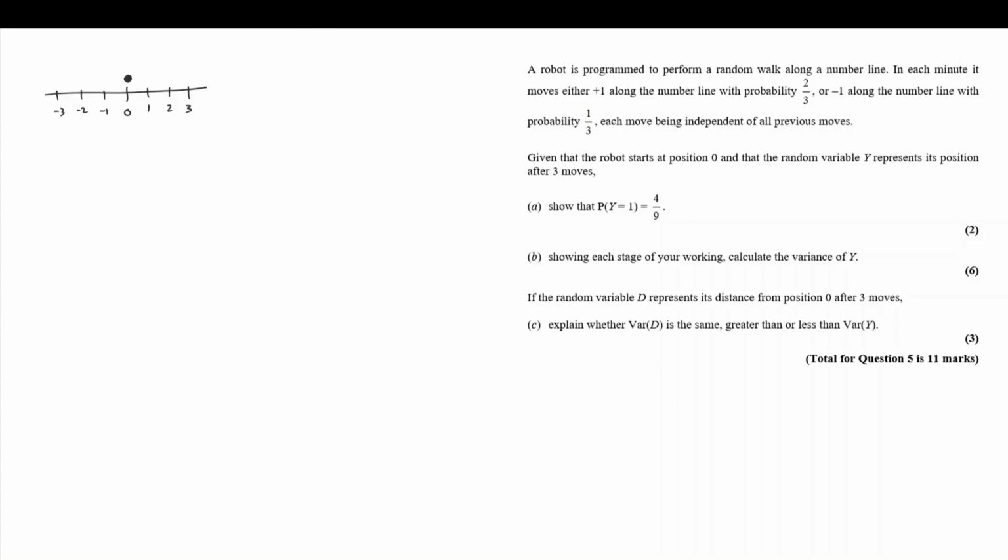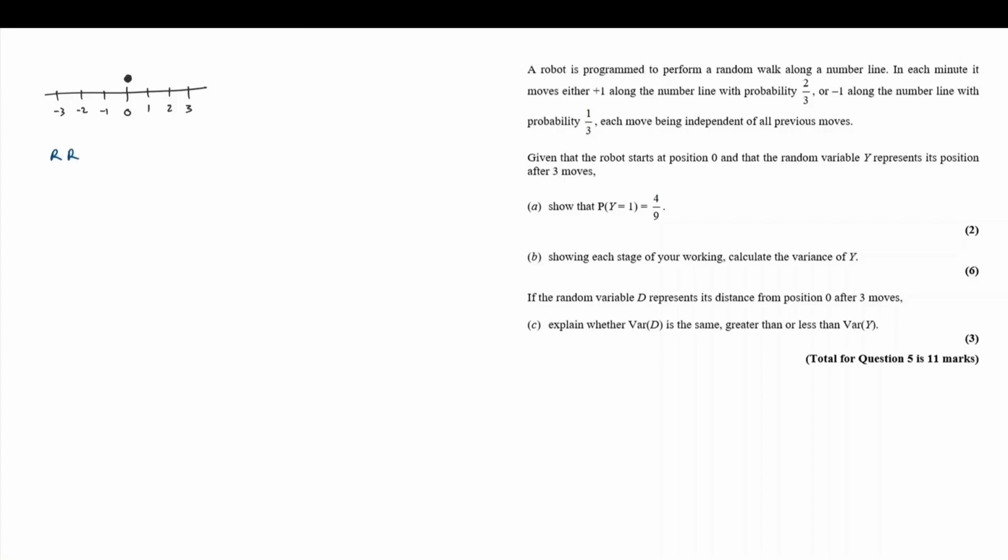We're asked to show that the probability that y equals 1, so the probability that the position after 3 moves is 1, is 4/9. Okay, to do this, I'm going to try and think of all the possible journeys that this robot might take. So I'm going to try and be systematic.